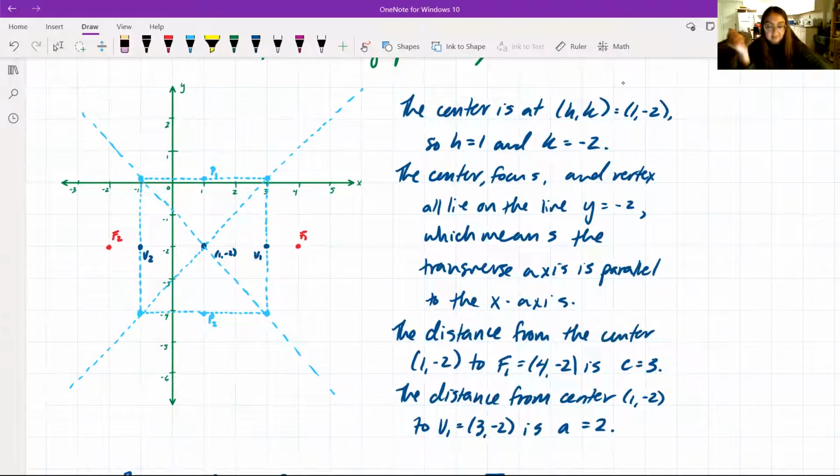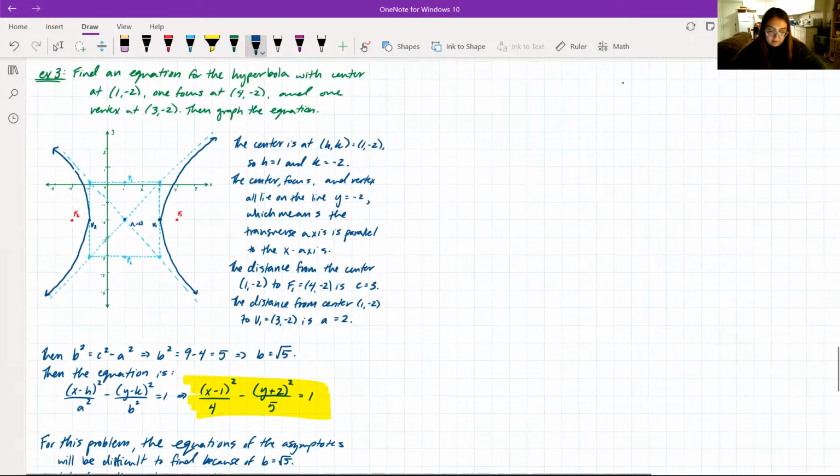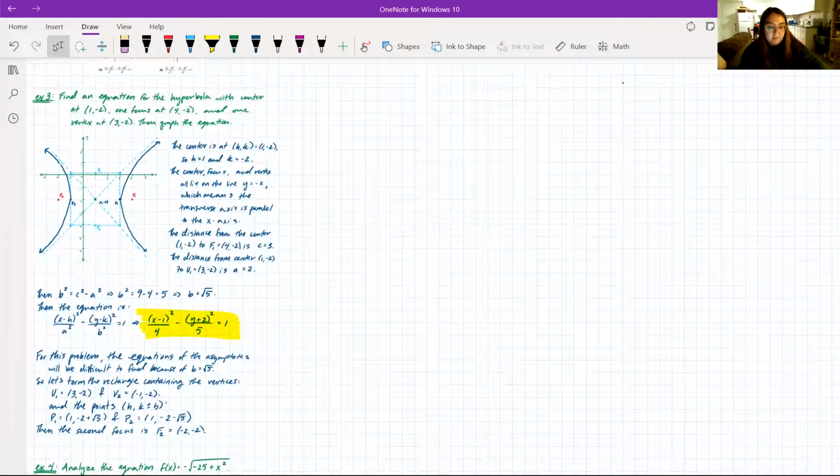And now we can draw out our branches. So we have our asymptotes here written out with our rectangle. Our branches are just going to follow along with the asymptotes. And that would end up being our hyperbola.